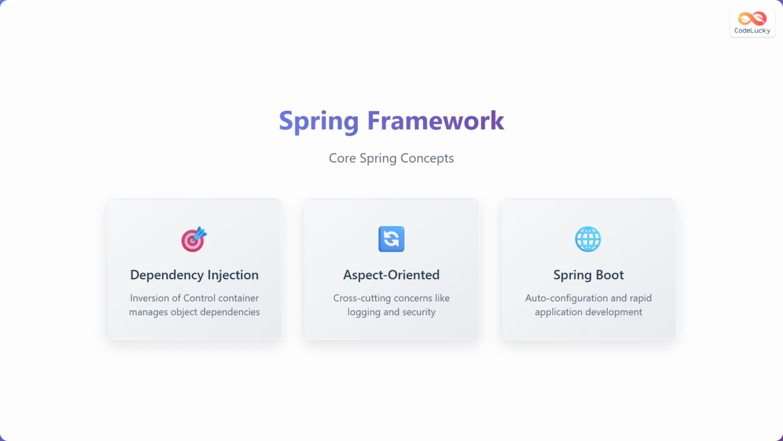The Spring container automatically wires dependencies based on configuration, reducing boilerplate code significantly. Aspect-oriented programming, or AOP, handles cross-cutting concerns like logging, security, and transaction management. Instead of scattering this code throughout your business logic, AOP allows you to define these concerns separately and apply them declaratively. Spring Boot provides auto-configuration and opinionated defaults, enabling rapid application development with minimal setup.